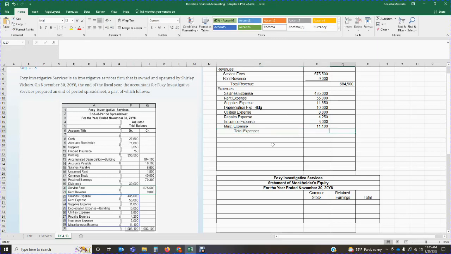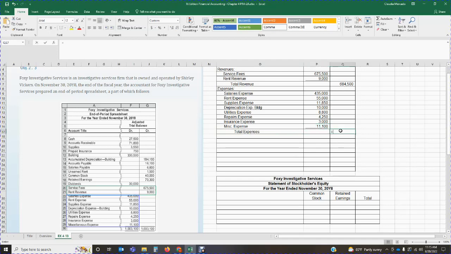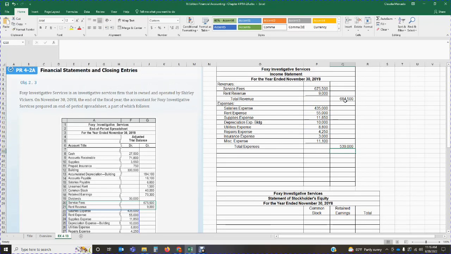So we're going to add all of our expenses to get our total, okay? And you can do this in a calculator. Because I'm using Excel, I can just put the formula there, okay? So I've got revenues of $684,500. I've got expenses of $539.